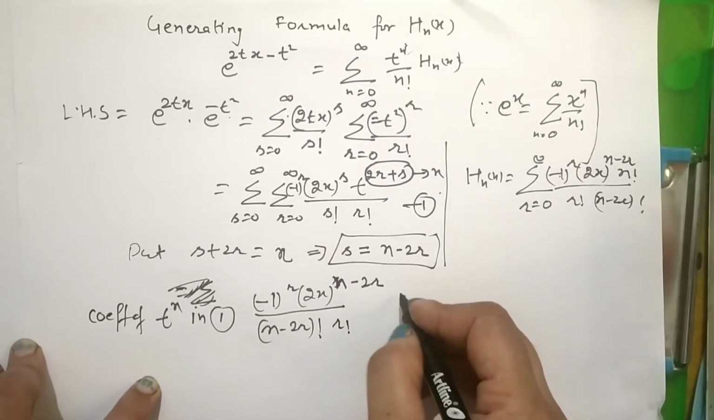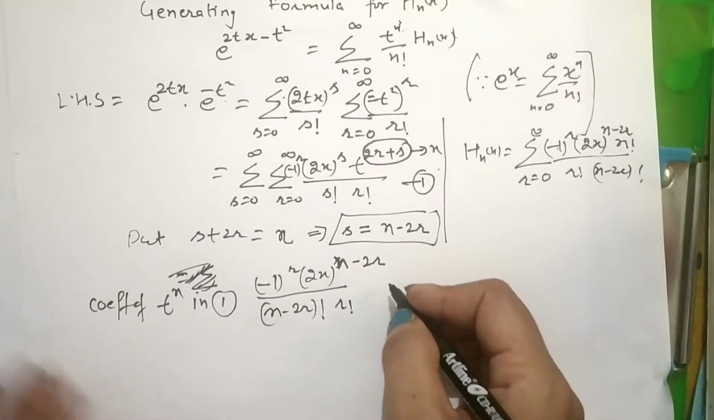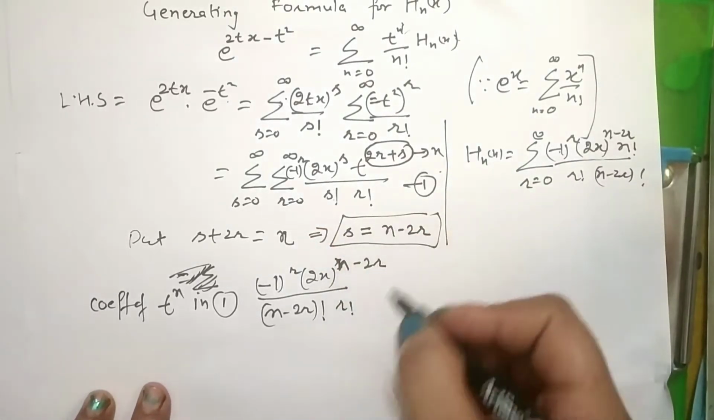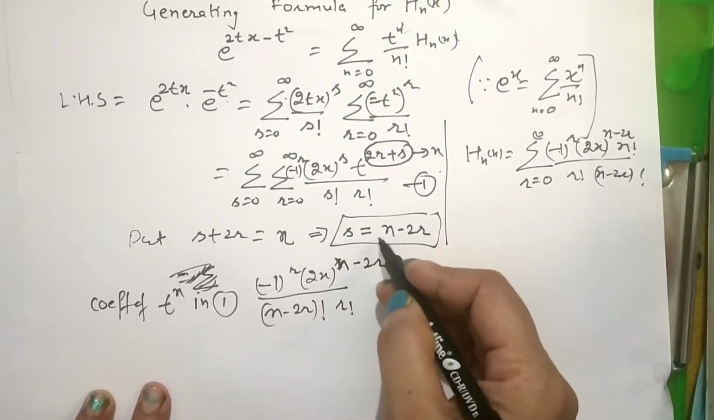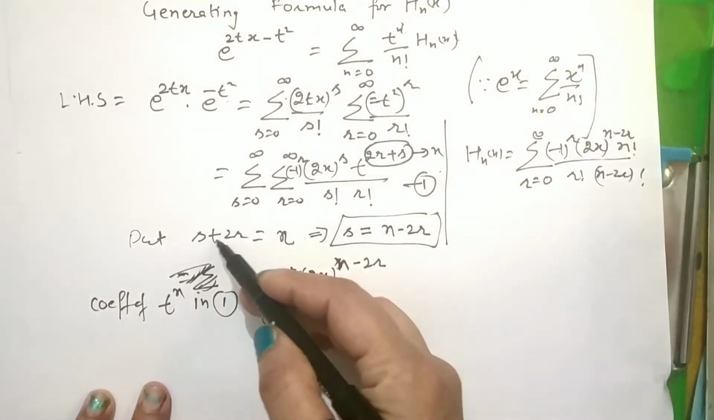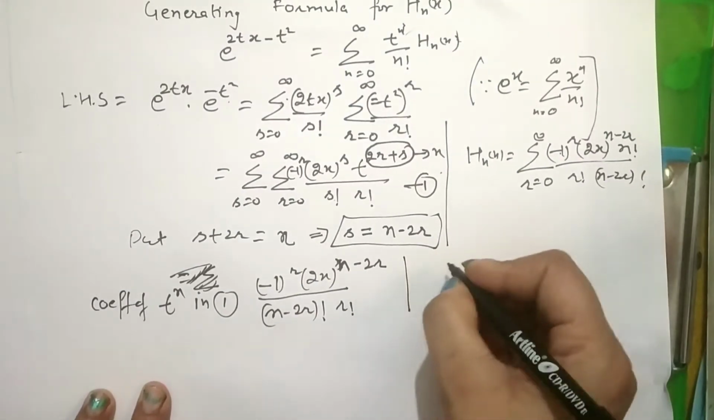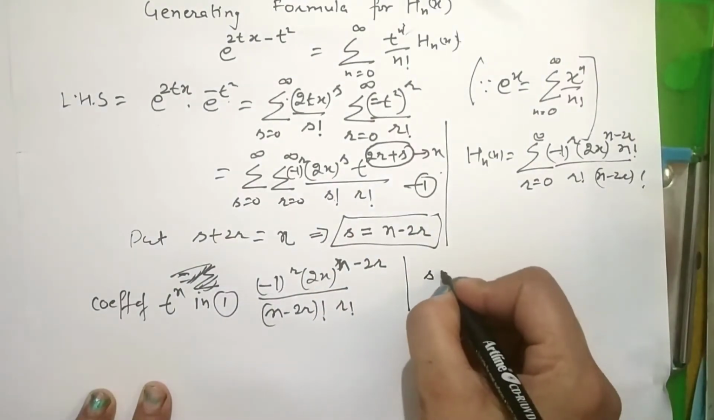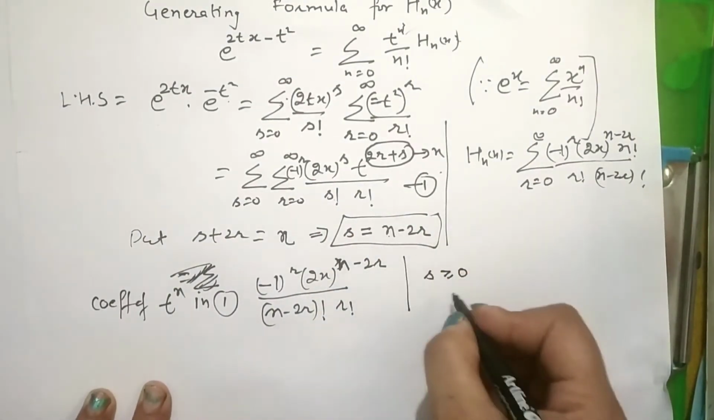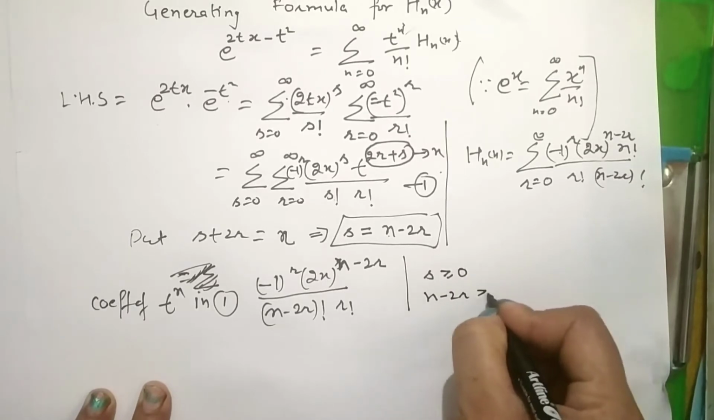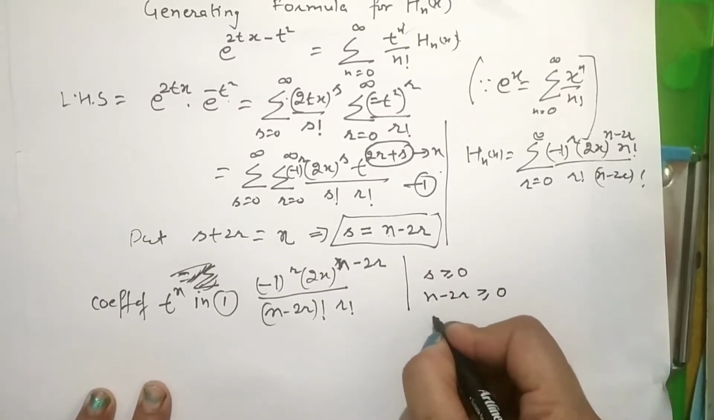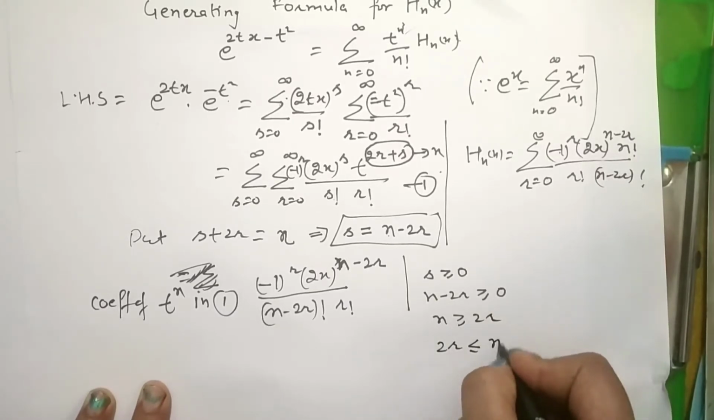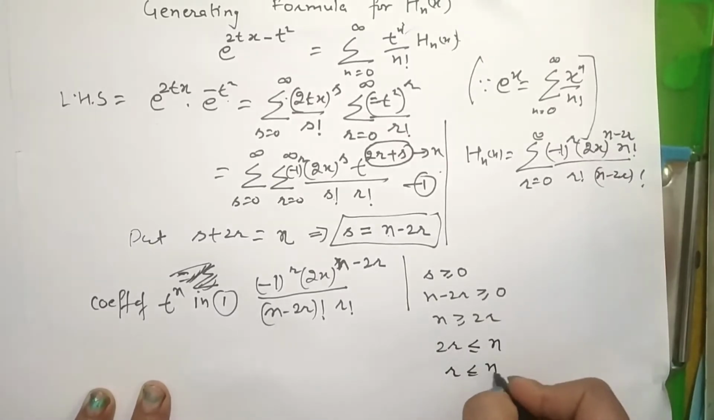Now one more thing that we are going to see is that we know r varies from 0 to infinity, and n is in terms of s plus 2r. So s starts from 0 to infinity, so s is greater than or equal to 0. Value of s is n minus 2r, it must be greater than or equal to 0. If we find the value of r from here, it will be 2r less than or equal to n, which means r is less than or equal to n by 2.